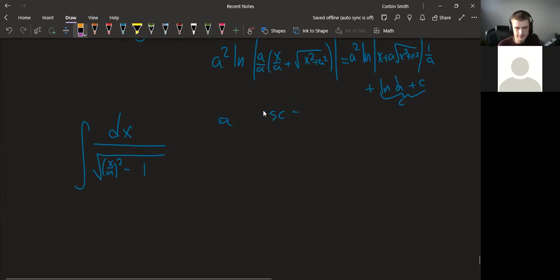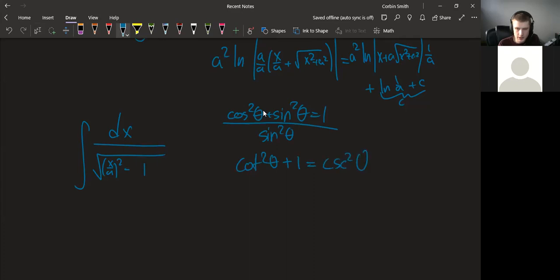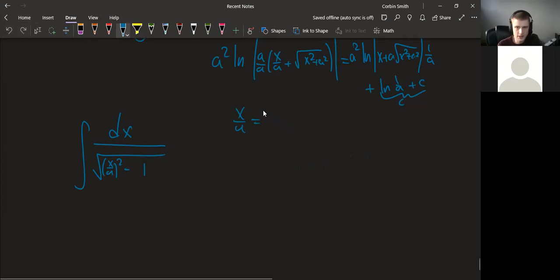Yeah, let's see. Cos squared theta plus sine squared theta is equal to 1. Divide by sine squared theta. So we get cot squared theta plus 1 is equal to cosecant squared theta. Let's try hyperbolic tangent then. x over a is equal to arc, sorry, is equal to tan of theta, arc tangent of theta. Let's try that.